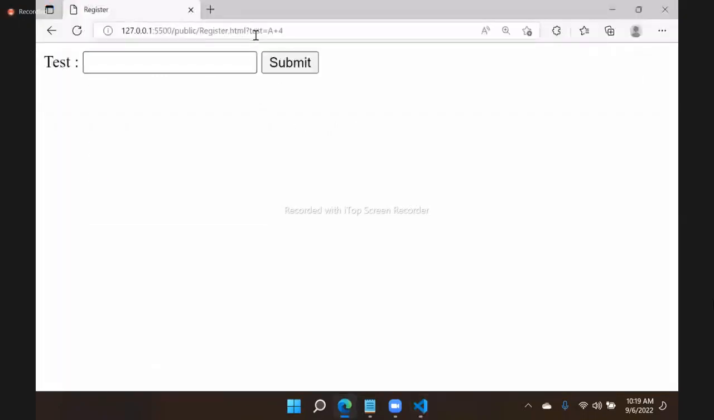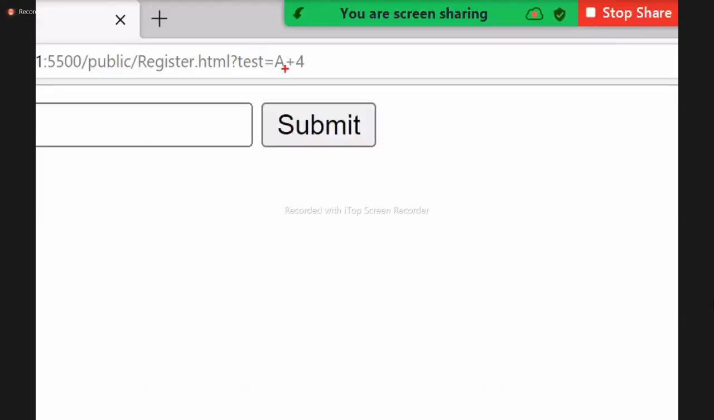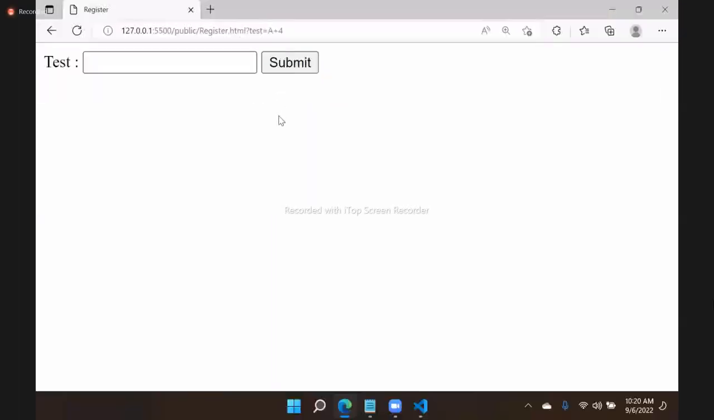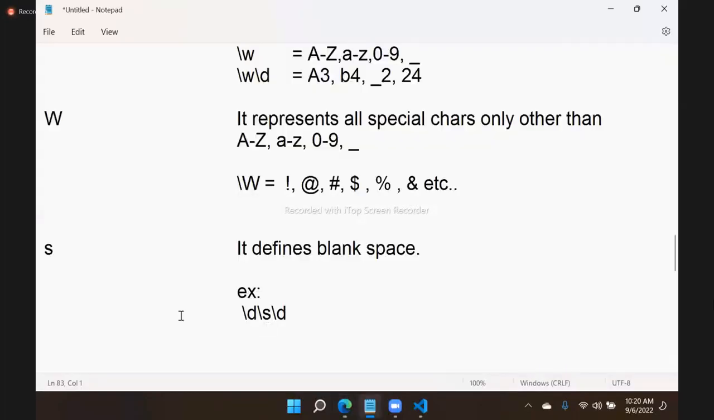In a URL, spaces are not allowed, so it changes that space to a plus. Don't worry or be concerned about this because that is a conversion. It converts to its understandable format, and while reading, it will read in the same format. So a blank space is defined by using \s.